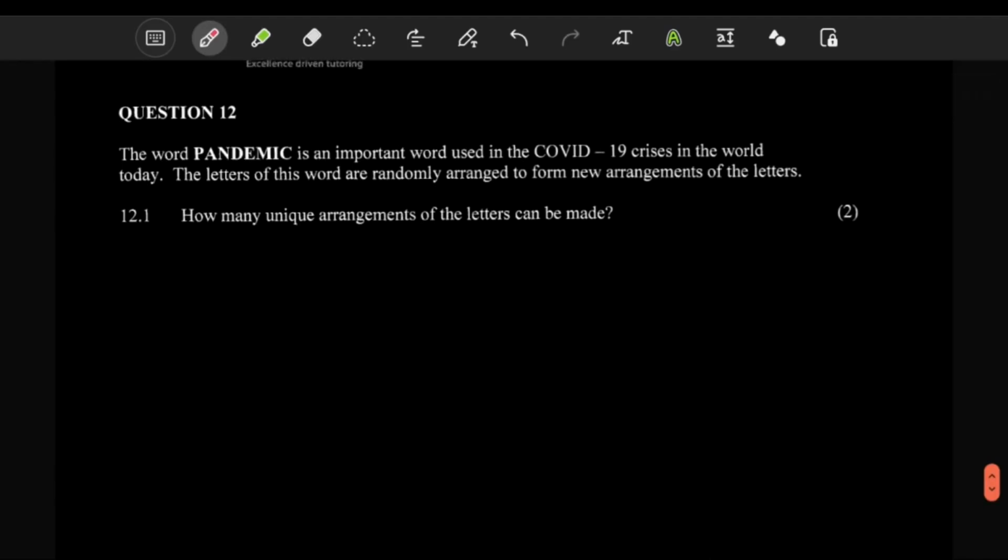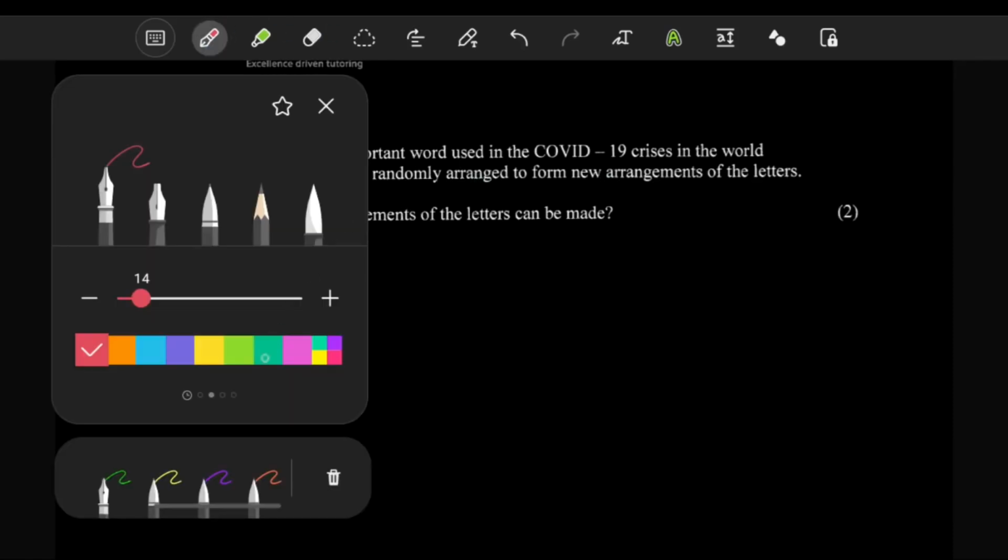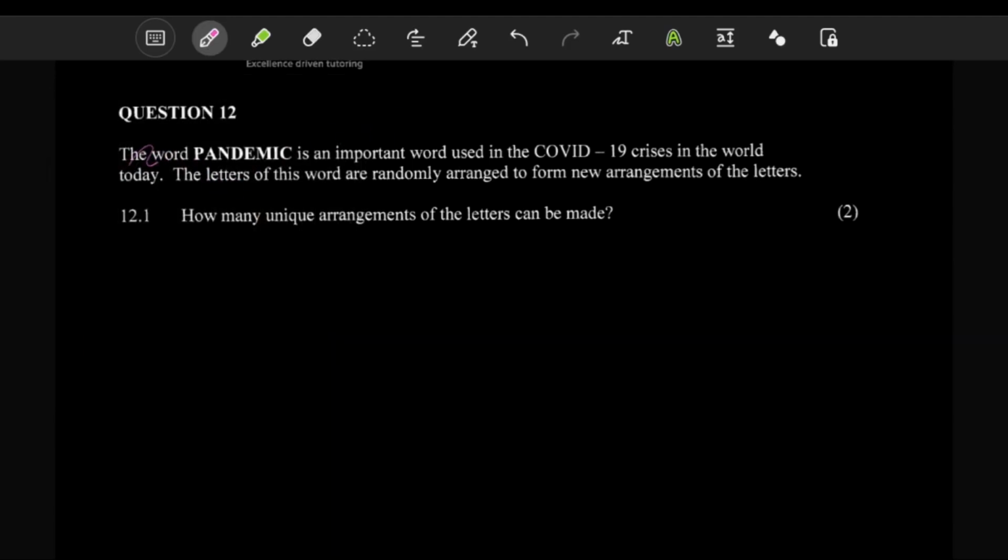Question 13. It's a 2-mark question. They said the word pandemic is an important word. Why are we talking about COVID-19, even in tests? That's just so annoying, just bogusness here. The word pandemic is an important word used in the COVID-19 crisis in the world today. The letters of this word are randomly arranged to form new arrangements of letters. How many unique arrangements of the letters can be made?